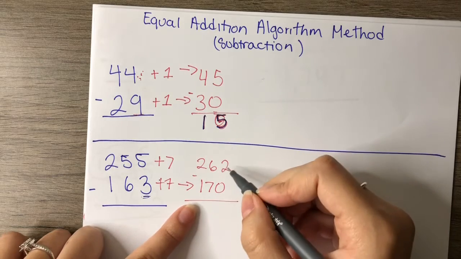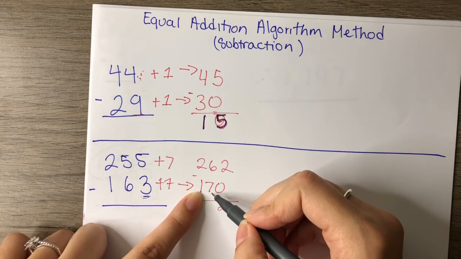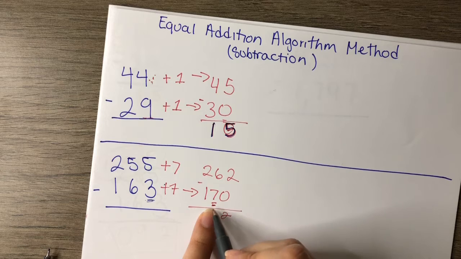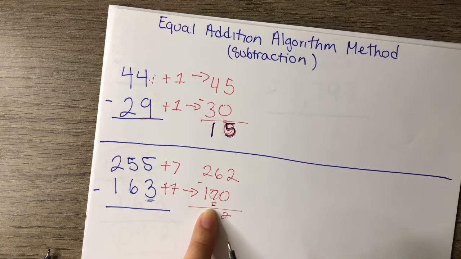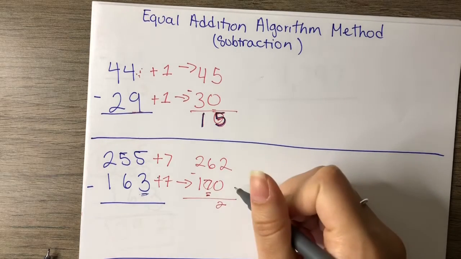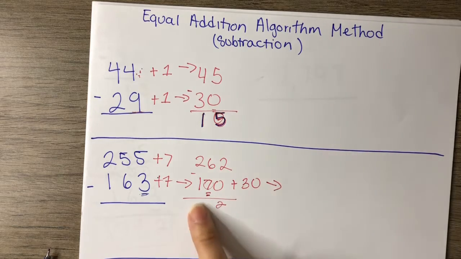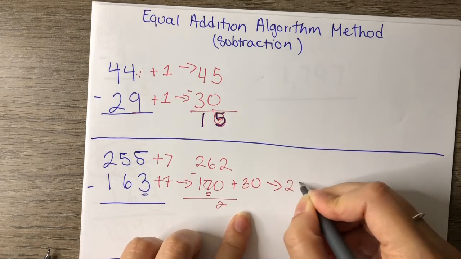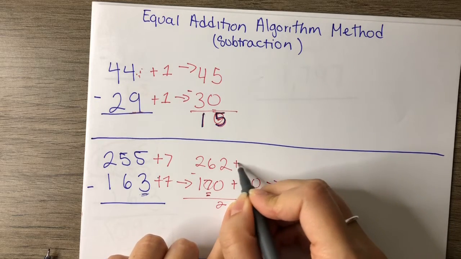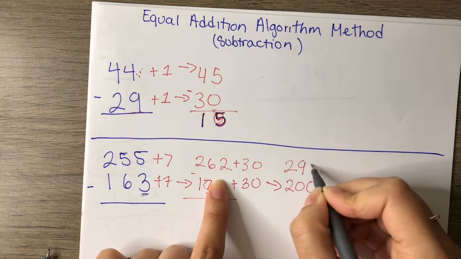Let's try it. 2 minus 0, that's 2. Then 6 minus 7, we can't do 6 minus 7. So now we have to add something that would give us a 0 here, that would add to where we have a 0 in our tens place. So what can we do? What can we add? We can add 30, because 170 plus 30 would give us 200. And remember, what you do to the bottom, you have to do to the top. So plus 30, 262 plus 30 would be 292.